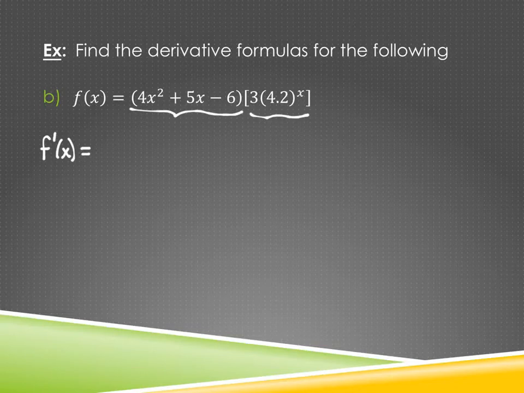And what's the first thing we do? Rewrite the first piece. 4x squared plus 5x minus 6. All right, now looking at this second piece, we're taking its derivative. All right, so we've got an exponential. How do we take derivatives when we have exponentials? Let's start with this. What happens to the 3? It stays because it's a constant multiplier, right? Okay, so I'm just going to write down the 3.